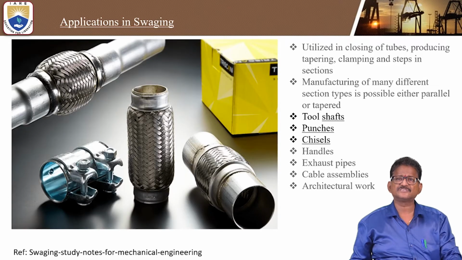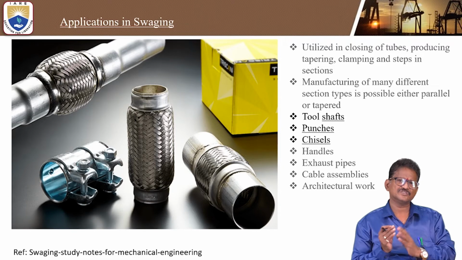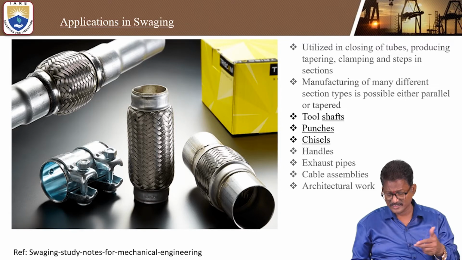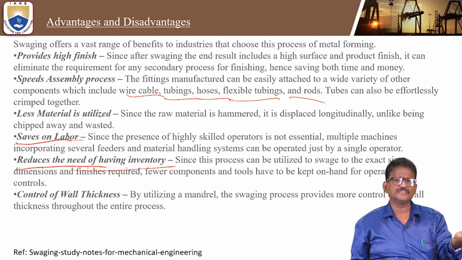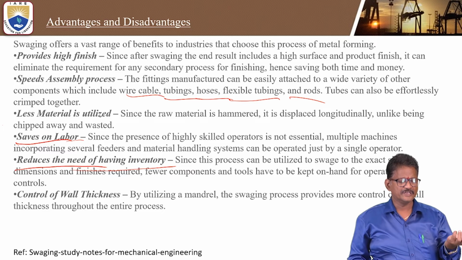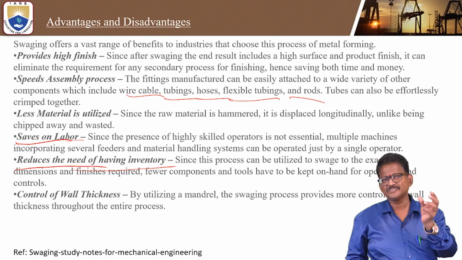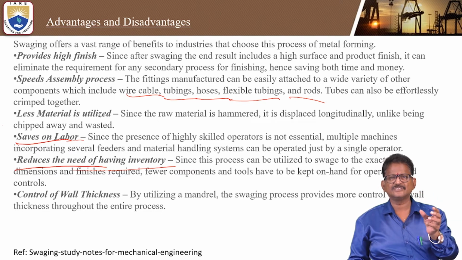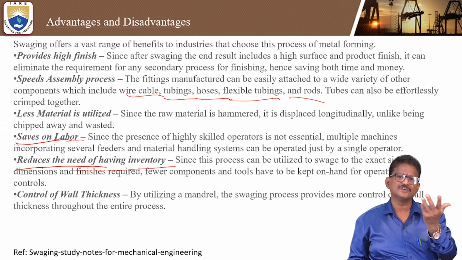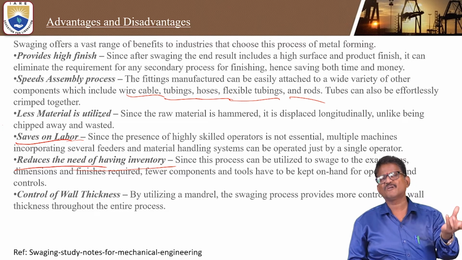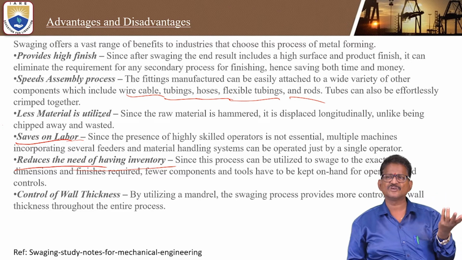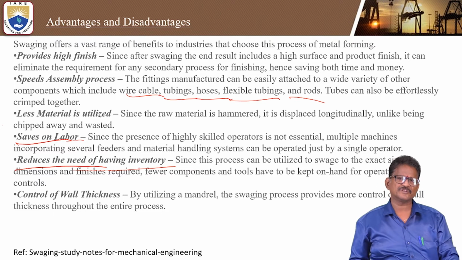And coming to the applications, even with all these advantages like high surface finish, speedy assembly process, less material utilization, inventory control and control of the wall thickness, there are some disadvantages also. The disadvantage here is the speed. Whenever you want to improve the speed, automatically more power generation is required, and you should be able to clean effectively.